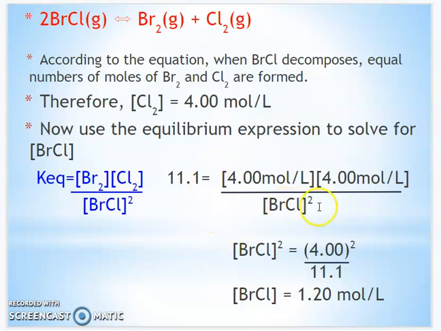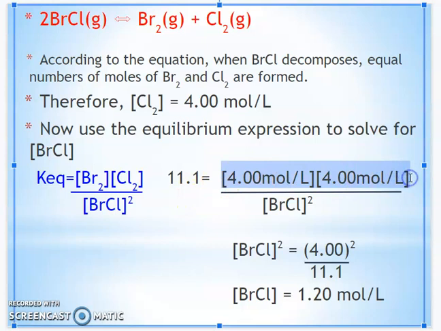So we have our unknown down at the bottom right here, and if we wanted to isolate this and get it by itself, all we have to do is multiply both sides by BrCl squared. If we multiply our right side by BrCl squared, that's going to cancel this out. And then we multiply our left side by BrCl squared, we would get 11.1 times BrCl squared equaling this. We now have to continue to isolate our BrCl squared by dividing both sides by our 11.1, which after we do that down here, that's how we end up with this expression right here.